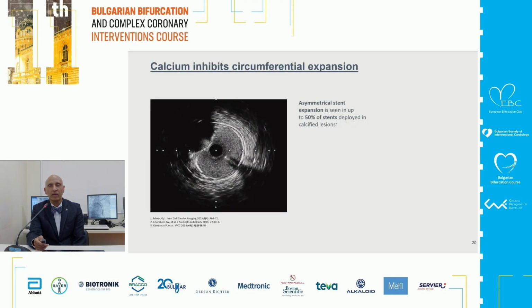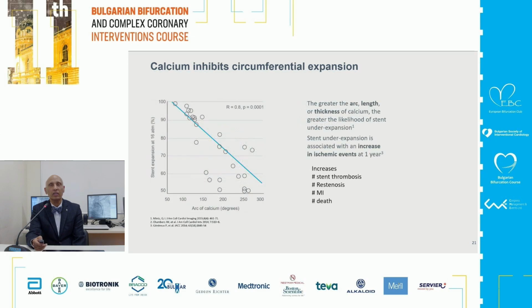The importance of the presence of calcium is because calcium inhibits circumferential expansion of a stent. And asymmetrical stent expansion is seen in up to 50% of cases where the stents have been deployed. That's not very good, because the calcium nodules will prevent expansion, and this graph tells you that the arc of calcium decreases the degree of stent expansion. So if you have close to complete circumference calcification, the stent expansion does suffer considerably.